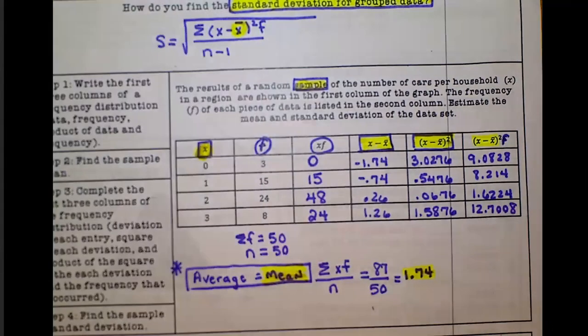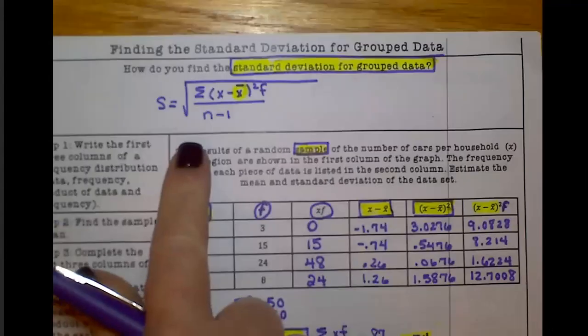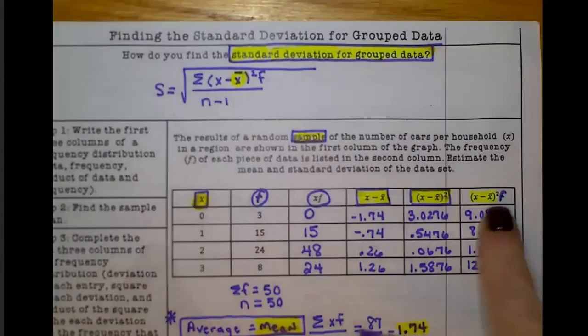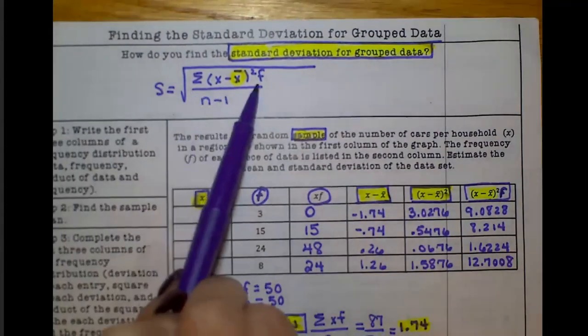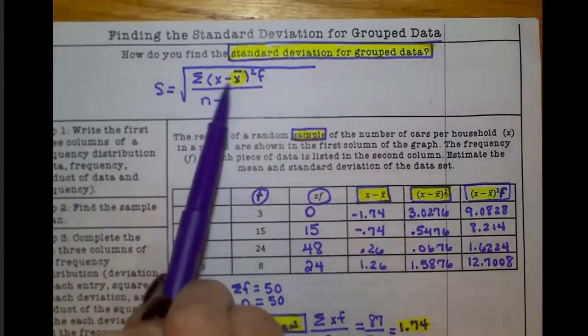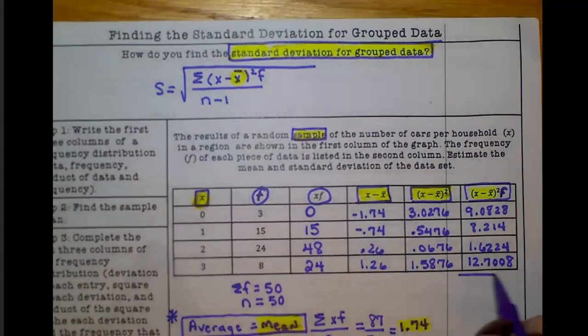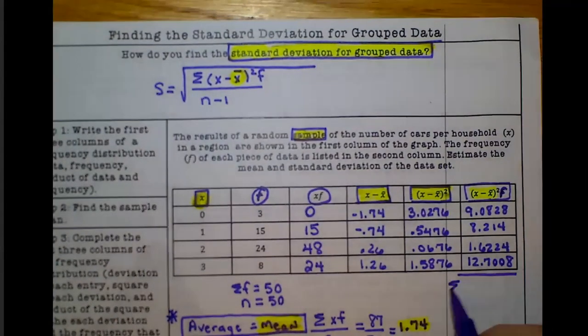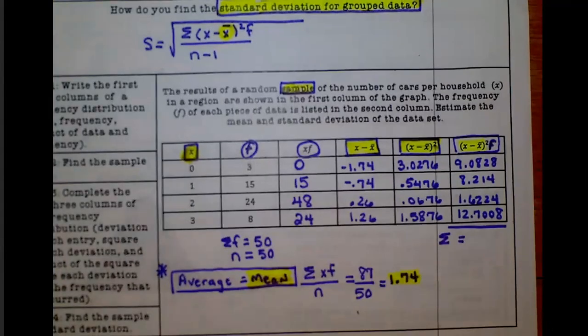Okay, now I'm going to go back to my formula. Remember, this is the formula, okay? So notice I have already done this part right here. I've multiplied f to the x value minus the mean. This tells me I need to sum that up. So I need to go down here and I need to sum up those values. So I'm going to add up all of those.